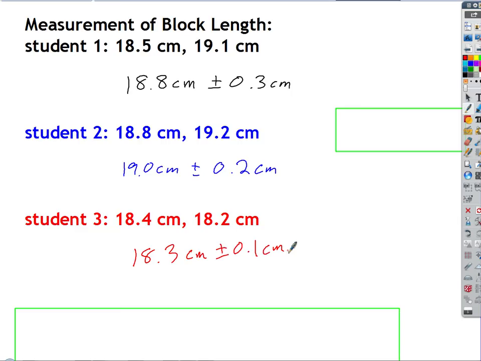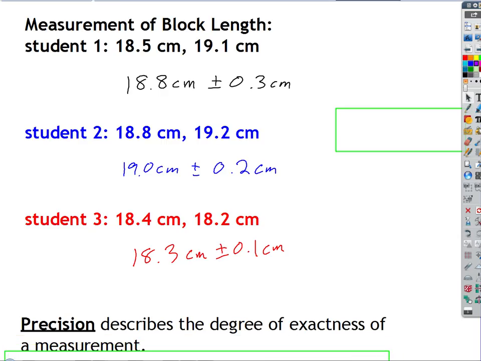Okay. All right, so when we want to talk about measurement, there's two different terms that come up a lot that are important to us. One of them is precision. Precision describes the degree of exactness of a measurement. So which of these 3 measurements was the most precise? Student 3 was, because the variation was smaller, right? Student 3's measurements were more exact because they were closer together, okay?